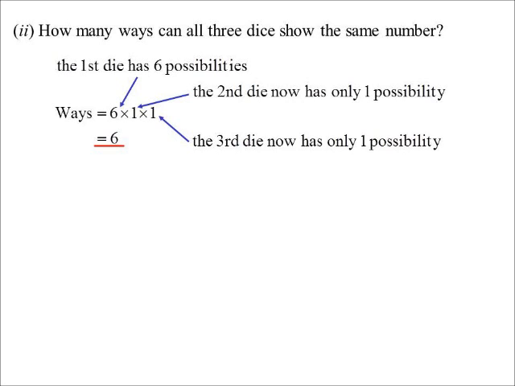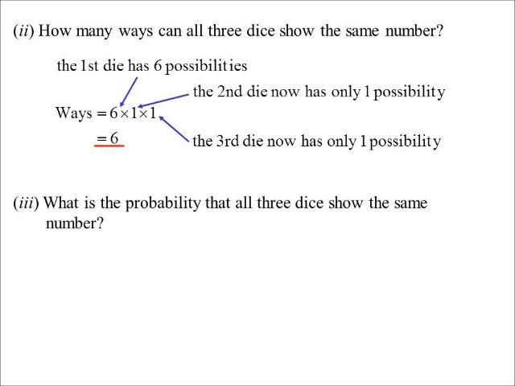So if I now was to ask, well, okay, what's the probability that all 3 dice show the same number? Well, then it's simply 6, the number of possibilities, over the total number of outcomes. We worked out 216, and we have our probability without having to draw up the whole sample space, and that simplifies down, of course, to a 1 in 36 probability.